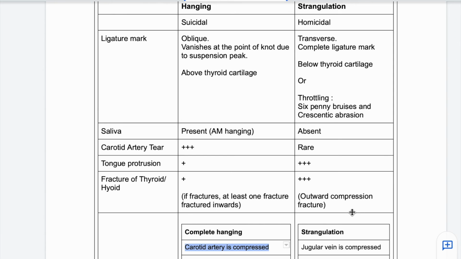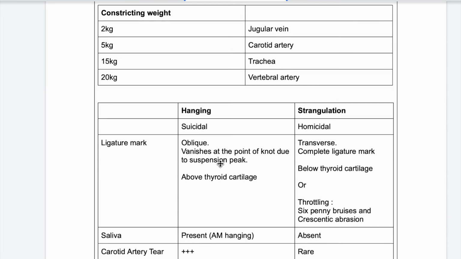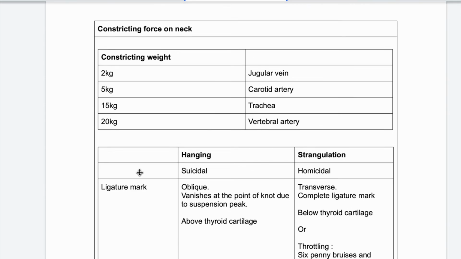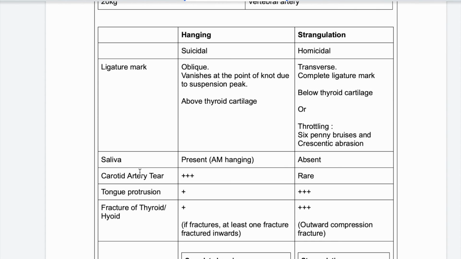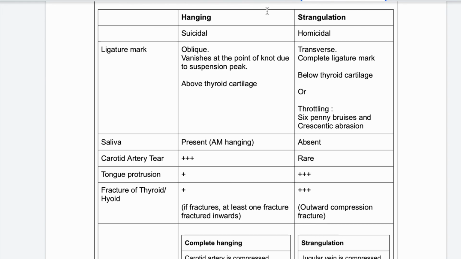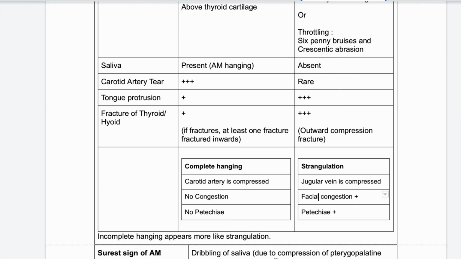So if the strangulating force is large, the carotid artery gets compressed as we have seen over here, and there is no facial congestion and fatigue. But if the force is less than 50 newtons, in incomplete hanging because the whole weight of the body is not there, or in strangulation, only the jugular vein is getting compressed, and there is facial congestion and fatigue.